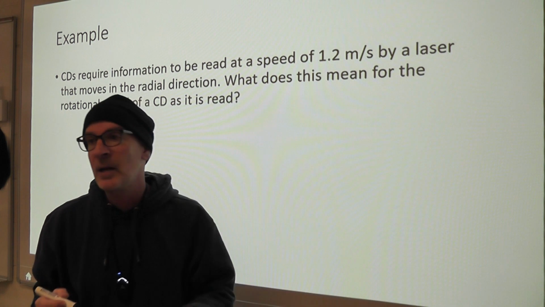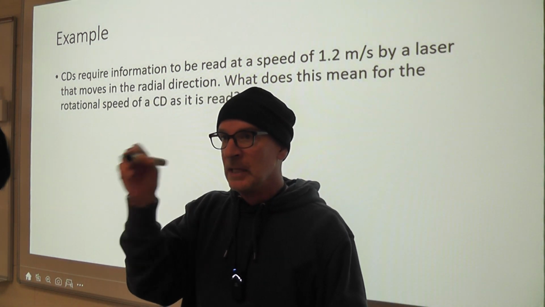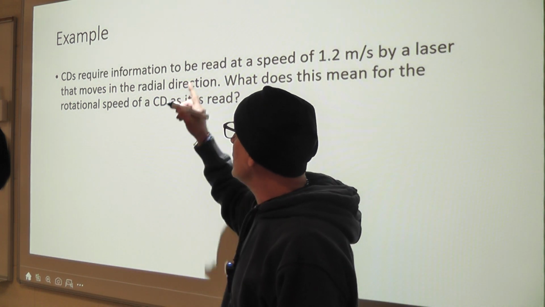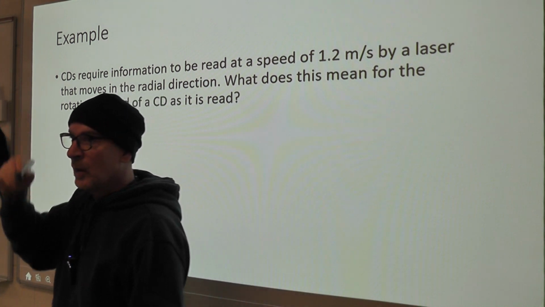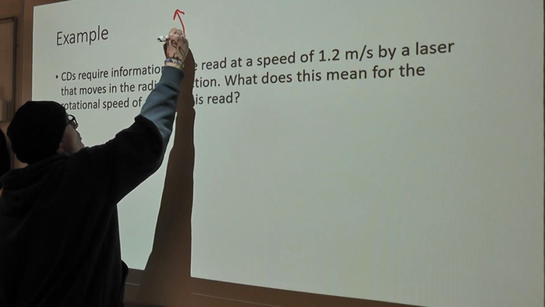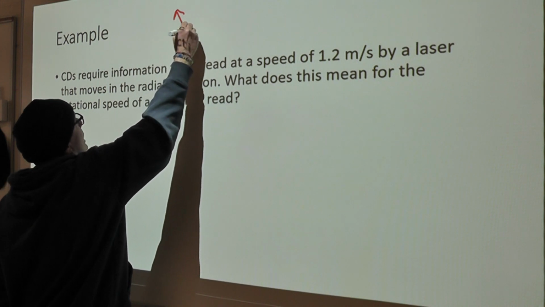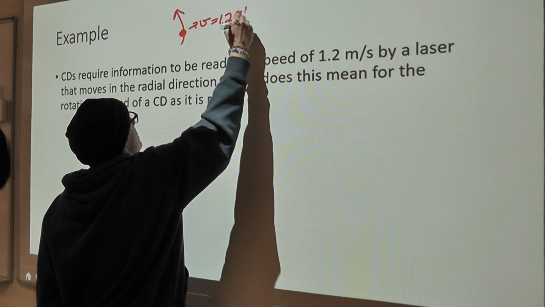The crazy thing about it, though, is that that laser is calibrated so that it has to read data at exactly 1.2 meters per second in a linear equivalent velocity. So that means as that disc rotates, directly underneath the laser, the velocity has to be 1.2 meters per second.